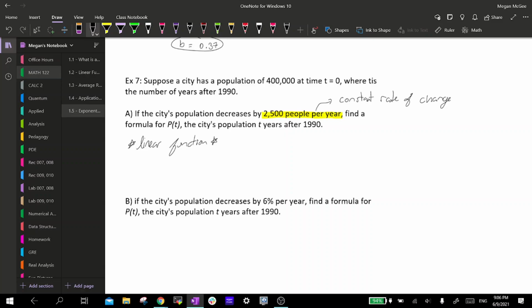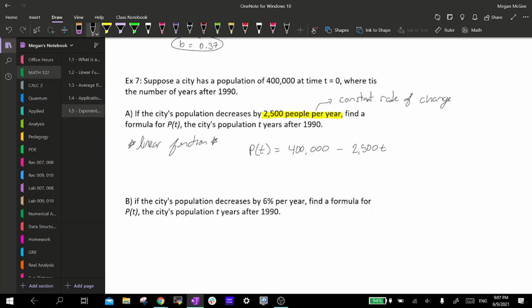So, our population function is still a function of t, and we still know that we need to start out with 400,000 people, but now we know we're looking for a linear function. We have our slope, our rate of change, which is 2,500. We know it's negative because we are decreasing. And it's per year, so we just need to multiply that by t. And that is our equation.